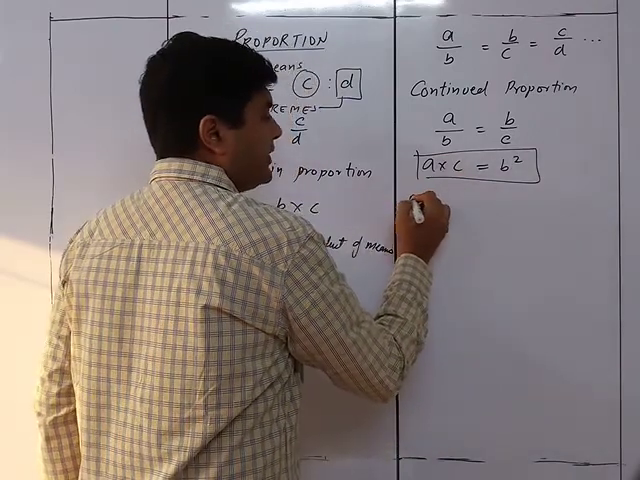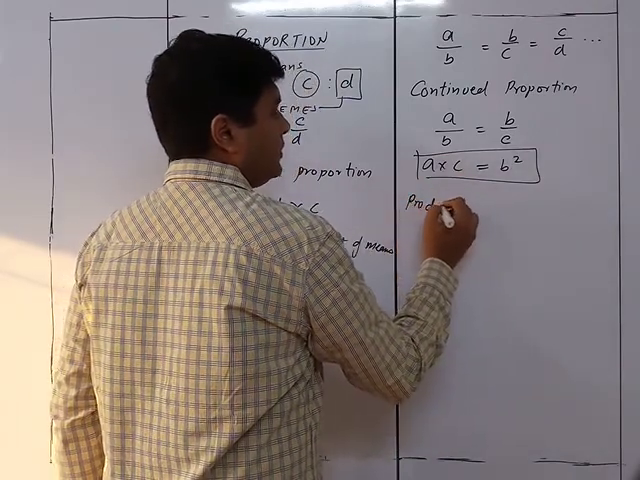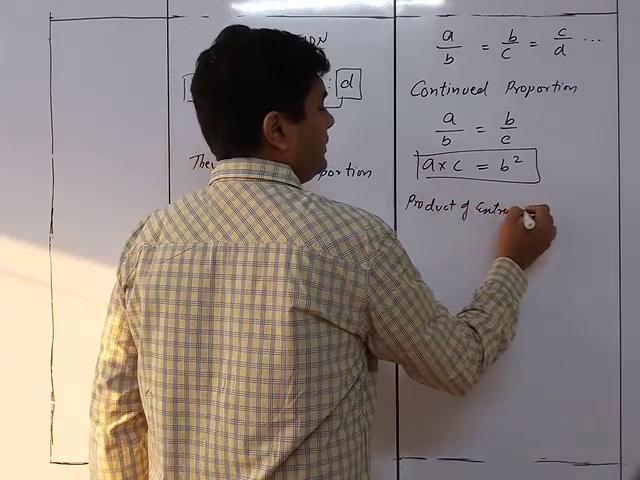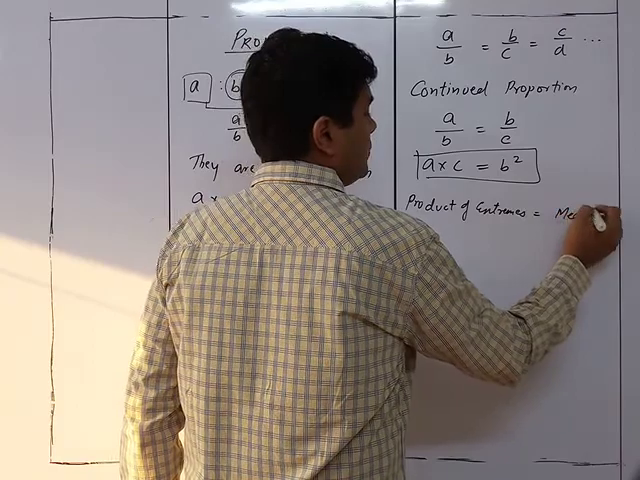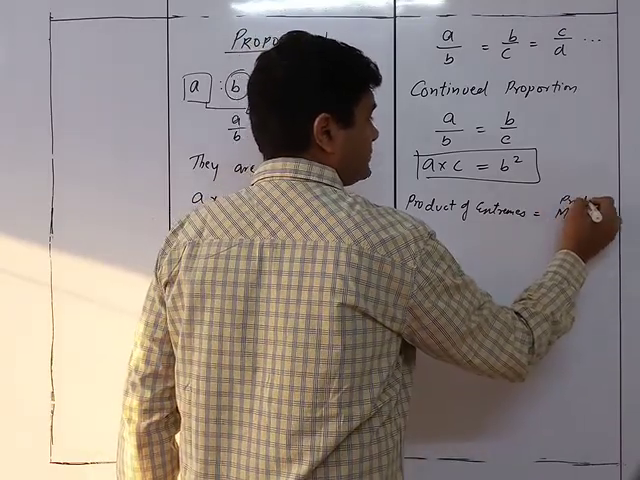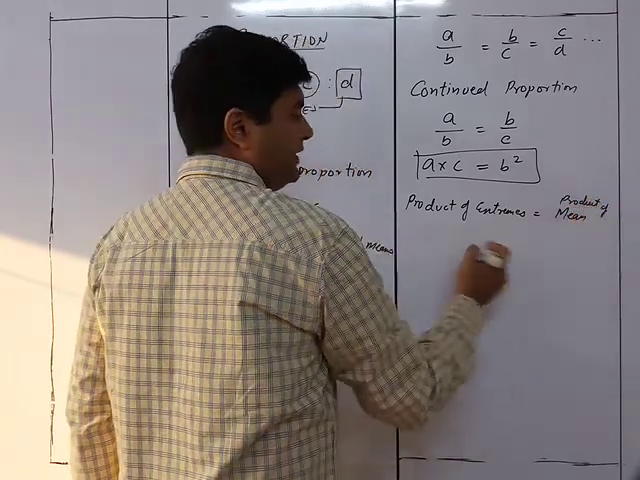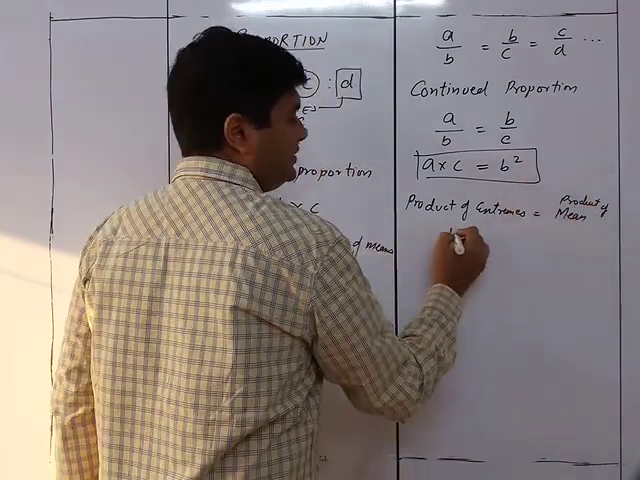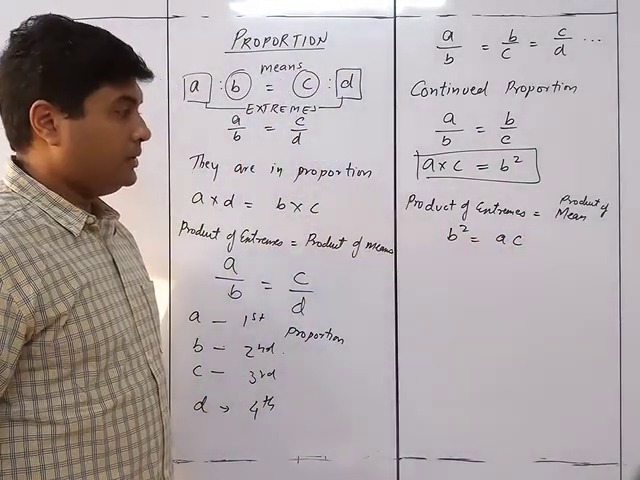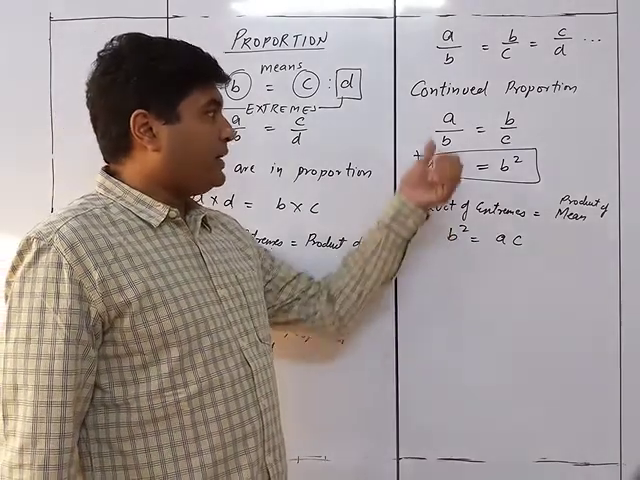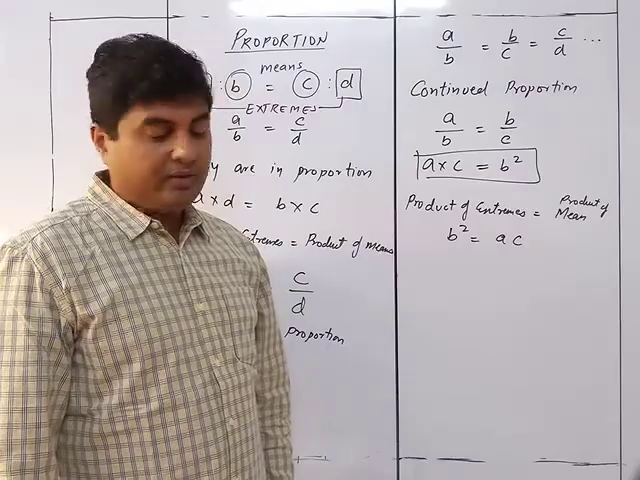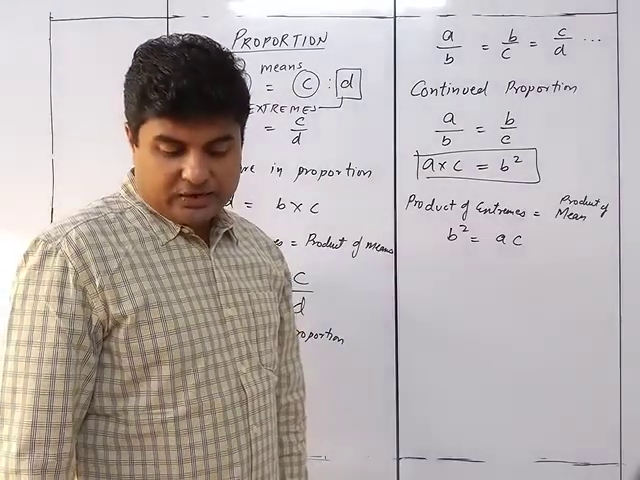That means product of extremes is equal to mean square, or product of means, which is nothing but B square. So B square is equal to AC. Right? This is what is important in continued proportion. So in continued proportion, you will always have that B square is equal to A into C.